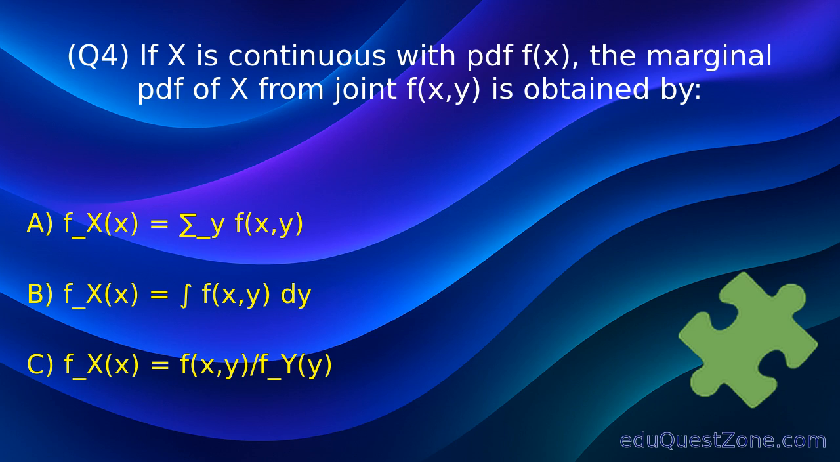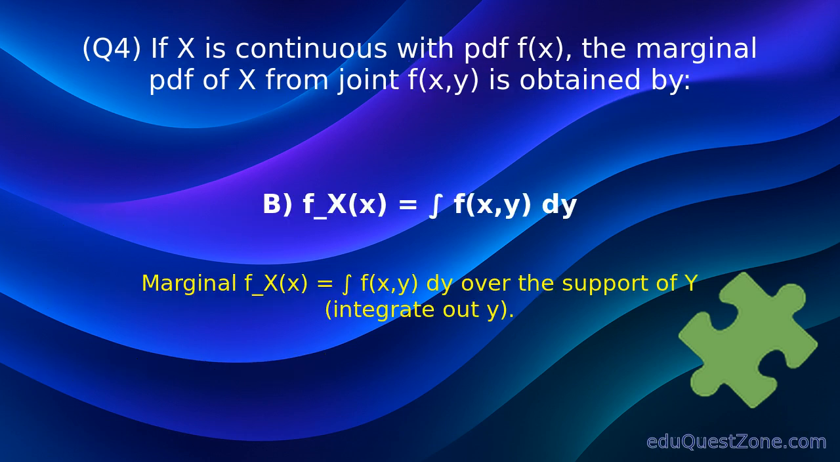Question 4. If X is continuous with joint density f(x,y), the marginal density of X is obtained by option B: integral with respect to y of joint f(x,y). Marginal of X equals integral of the joint density over all y.